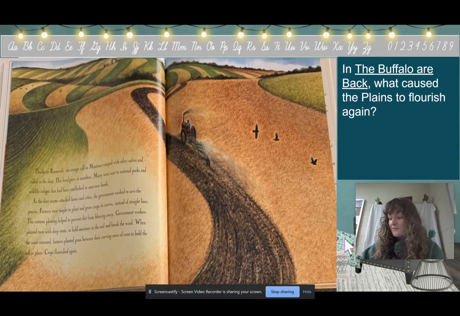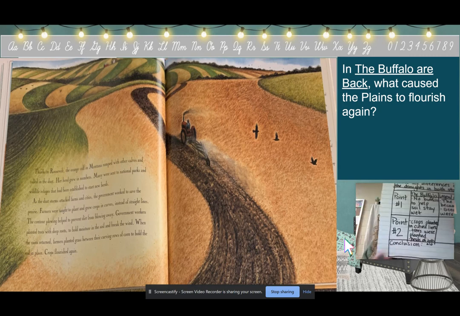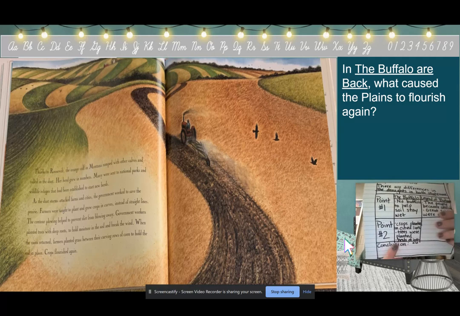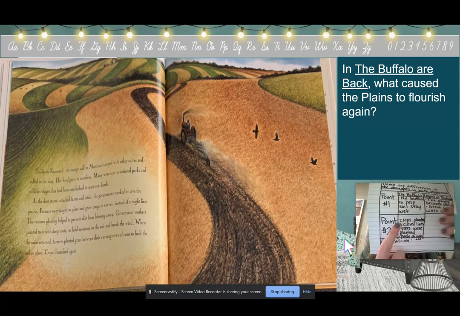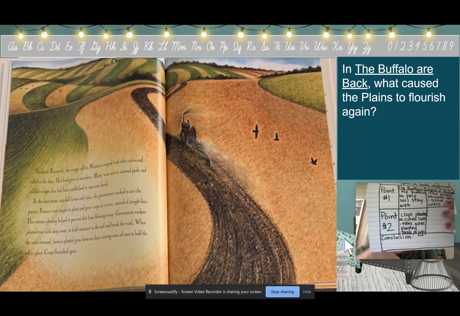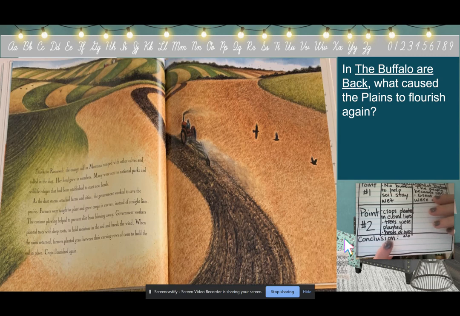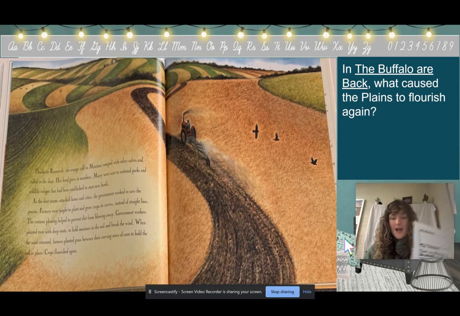All right, so I had to write kind of small. So think about what caused the plains to be healthy again. So remember, it said that the crops were planted in curved lines. They planted trees to break the wind, and they brought herds of buffalo back.